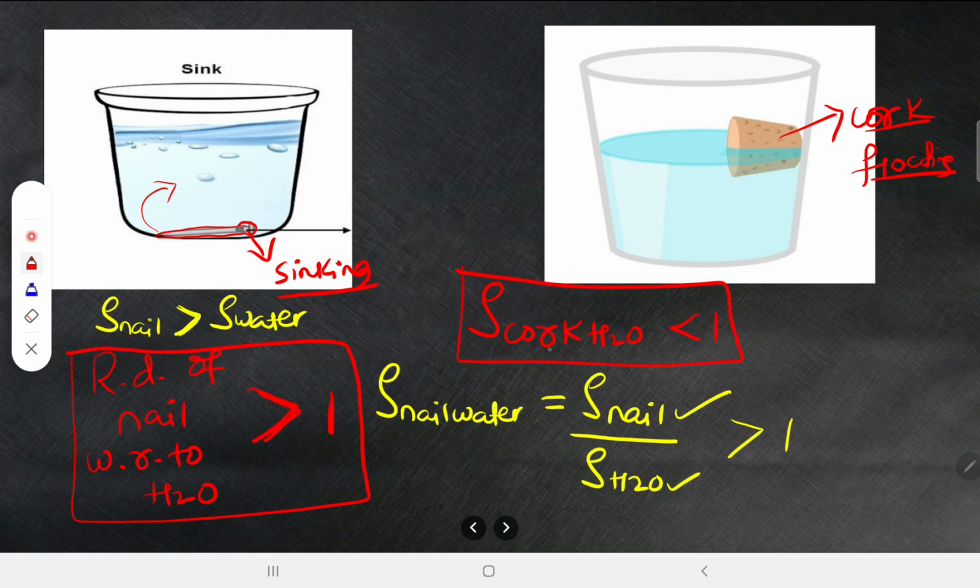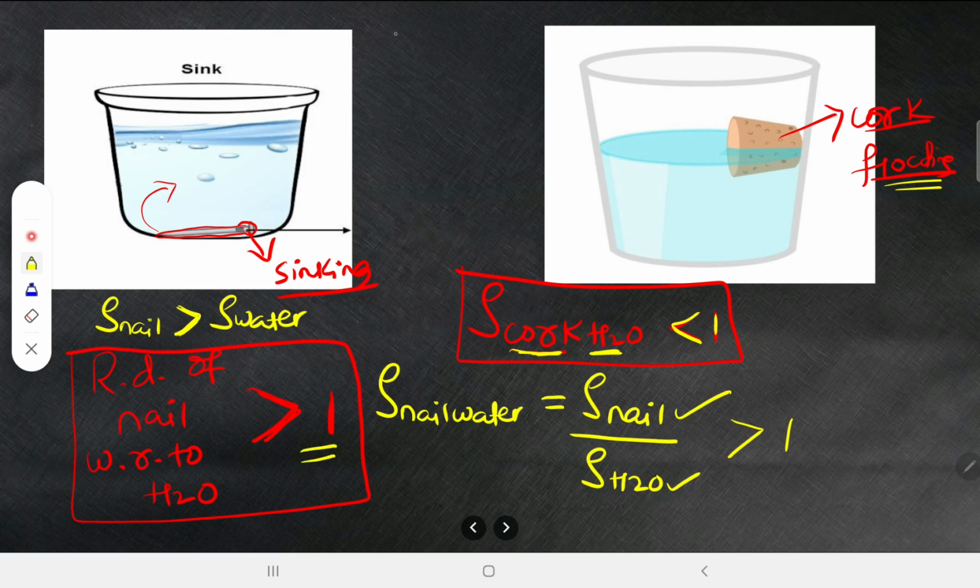If you are comparing any material, it may be any material, here it is cork, okay? You are comparing this cork with water and you got the relative density as less than 1, it means it will definitely float. And if you are getting this value greater than 1, it means it will sink.